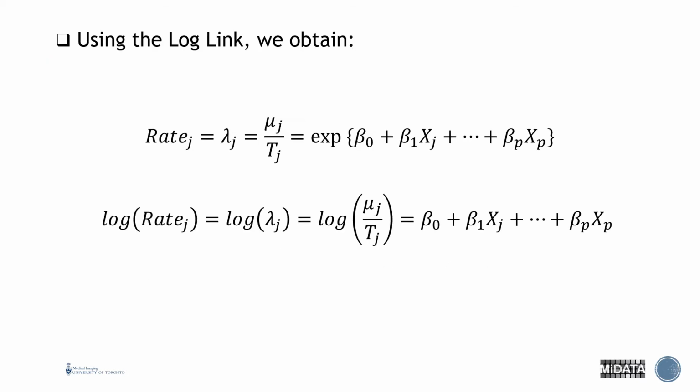So now when we throw in the log link, we simply take the log of both sides of the equation, and the log of the rate is going to be equal to the log of the exponentiated linear portion of your equation, which, of course, leaves you with simply the linear portion of your equation. So now we can perform linear regression.